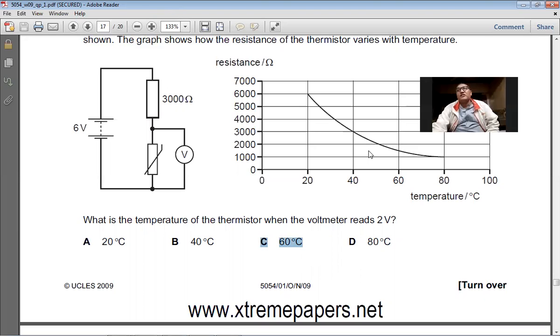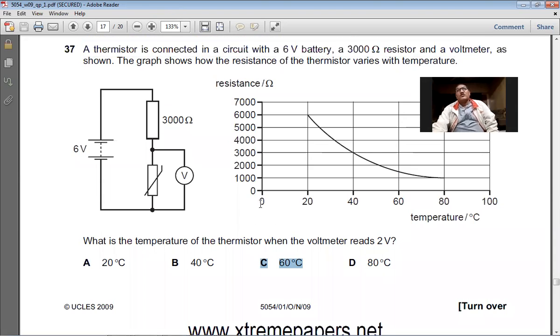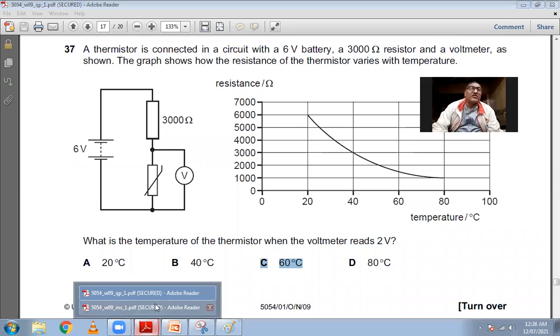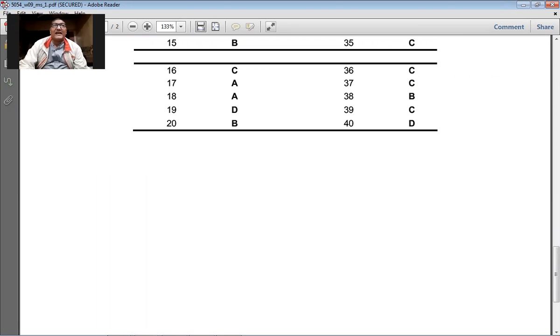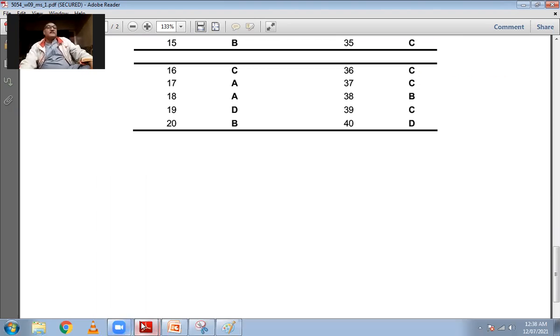So question number 37. C looks the best option to me. Let's check. Question number 37. C is the right answer.